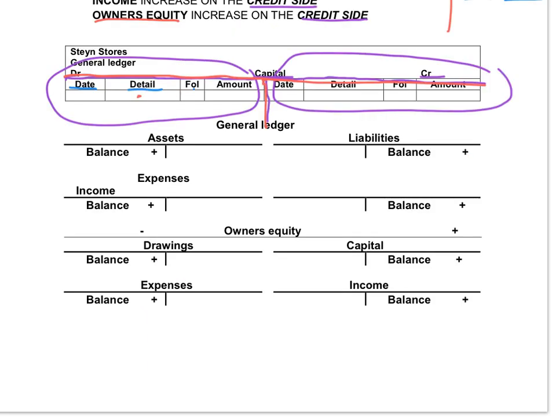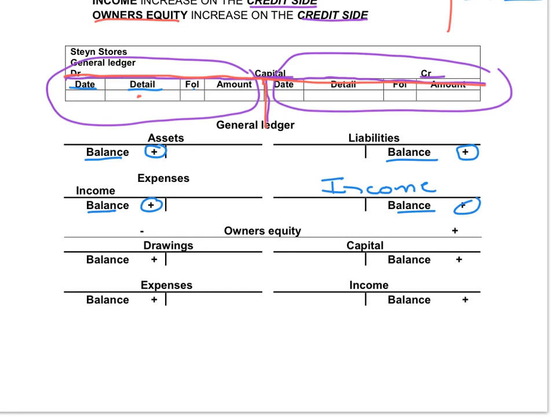Assets increase on the debit side and the balance is always on the debit side. Liabilities increase on the credit side and the balance is always on the credit side. Expenses increase on the debit side and the balance is on the debit side, and income will increase on the credit side and the balance is on the credit side.